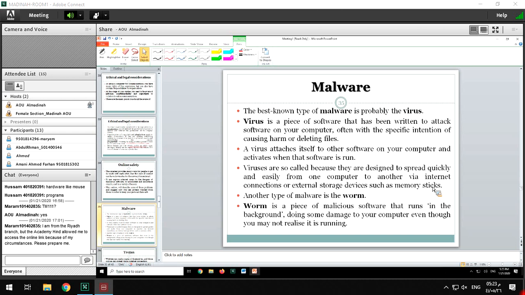So what we say is that a virus comes into our computer through email, or from an external hard disk or a USB memory. A virus is a piece of software that has been written to attack software on your computer, often with the specific intention of causing harm or deleting files. So a virus is nothing but a piece of software written by someone to destroy or attack your computer, whether to take some information or to delete some files in your computer.